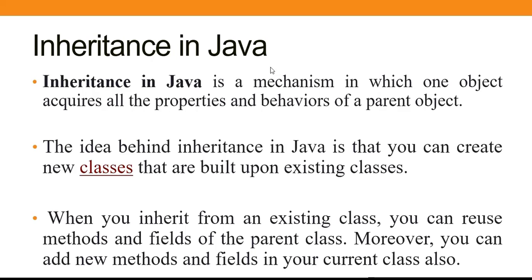Does that mean that I'm not allowed to buy some more properties? No. If you want to buy some more properties, you can still buy them. At the same time, you can have the properties that belong to your parents as well. That is what it means. Finally, when you inherit from an existing class, you can reuse the methods and fields of the parent class. Moreover, you can add new methods and fields in your current class also.